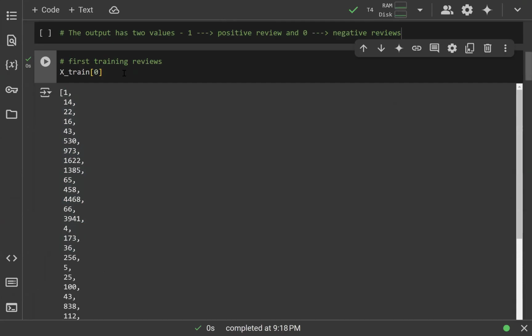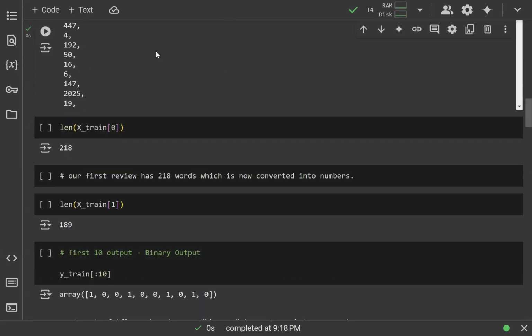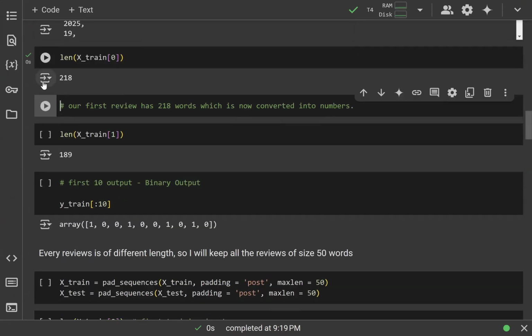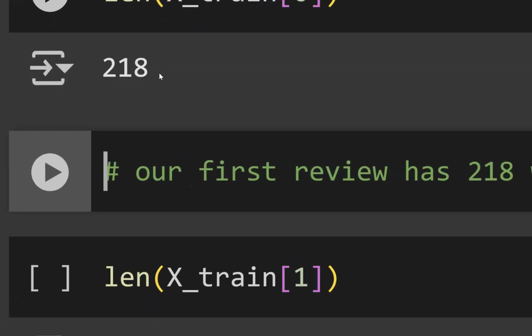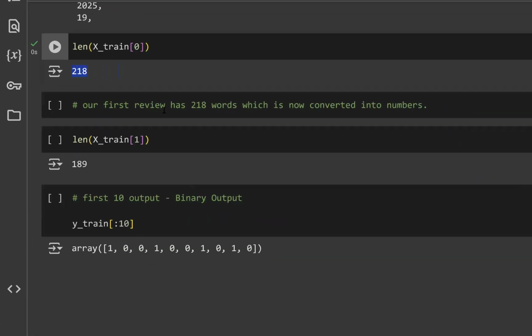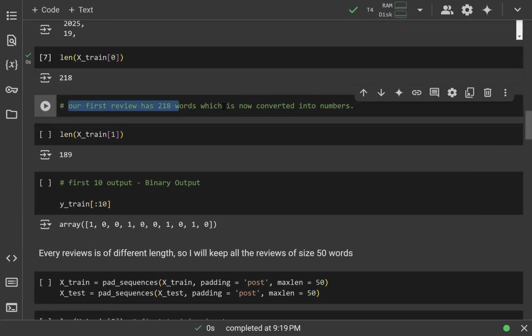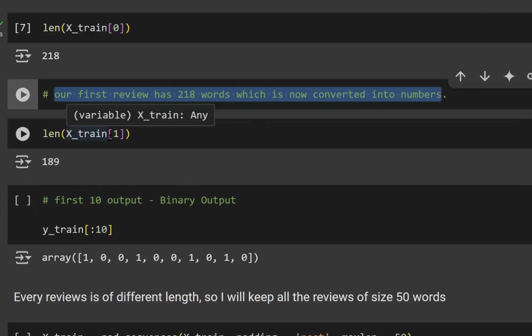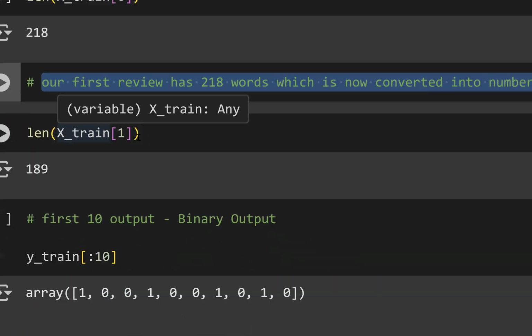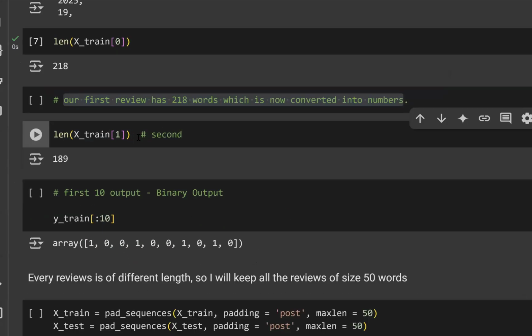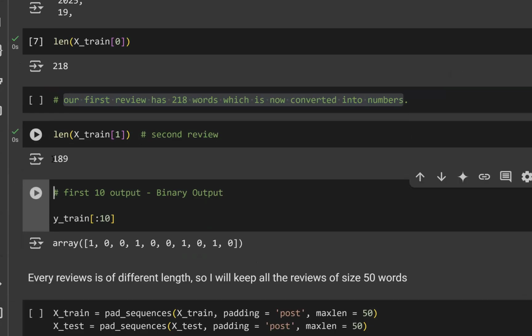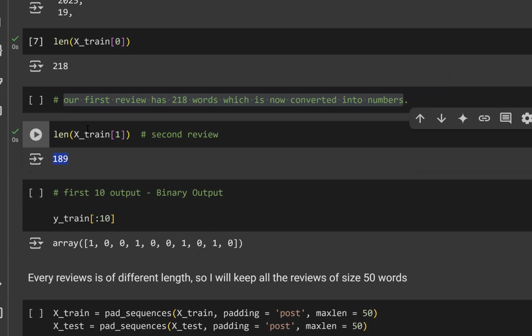So what is the length of the first review? 218 words. Our first review has 218 words, which is now converted to integer numbers. Second input data, second review. Index 1 means second input, right? The second review has how many words? 189. From the input training data, my second review contains 189 words.